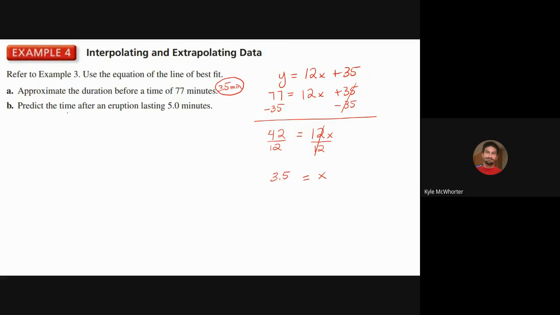And then part B is to predict the delay time after an eruption that lasts 5 minutes. So that's the x value. y equals 12x plus 35. We're going to plug a 5 in for x. Twelve times 5 is 60, so it would be about a 95-minute gap after a 5-minute eruption.